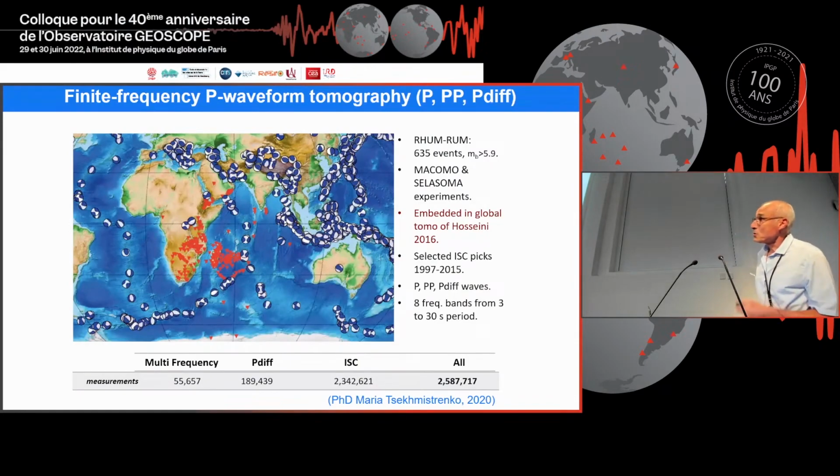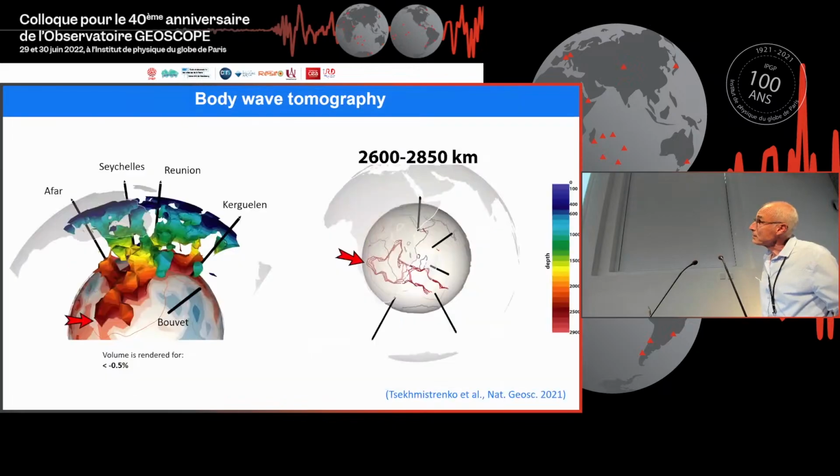Using all the temporary and permanent stations, Karin Ziegler and her students at that time, Maria Zekmistenko, used all kinds of information to make body wave tomography. They inverted more than 2.5 million pieces of information in terms of velocity and structure of this area. To make it short, this is a 3D cartoon of the structure, and here is a map of the core mantle boundary.